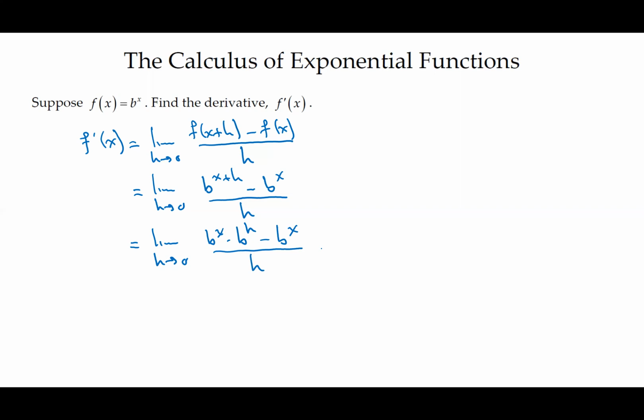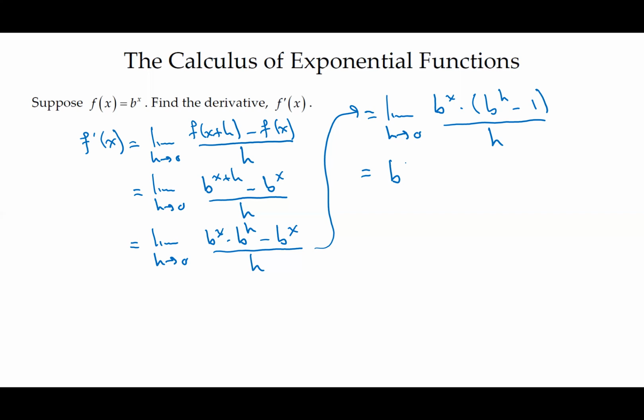And here we're just going to kind of follow our nose, see what happens. Hopefully you're looking at this and you're tempted to factor out b to the x, and that will be a good idea. That's b to the x, we'll have b to the h minus 1 all over h. And notice the limit is h approaching 0. It's not dependent on x. So I can actually bring b to the x out here. And we have b to the h minus 1 all over h.